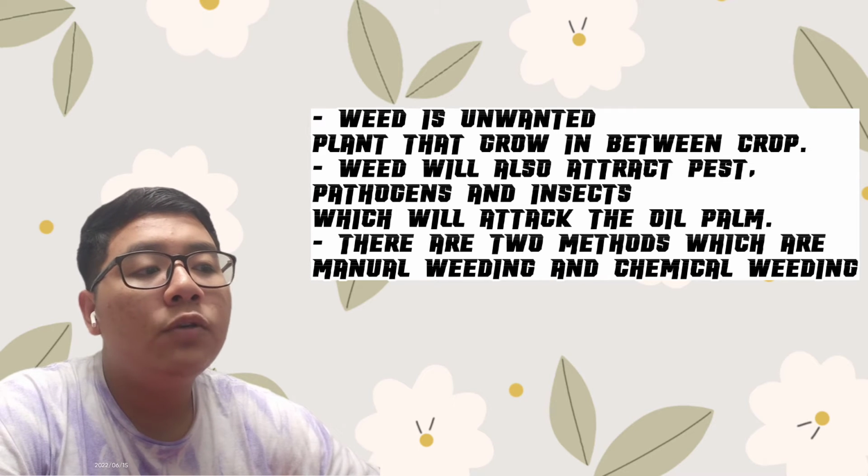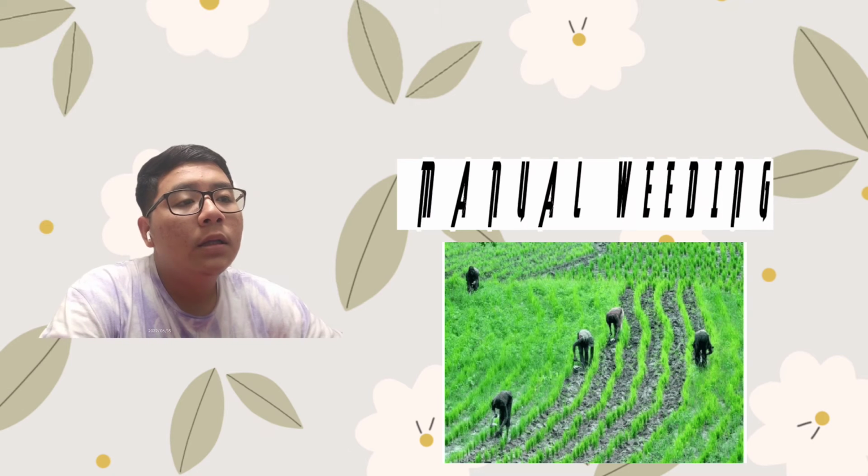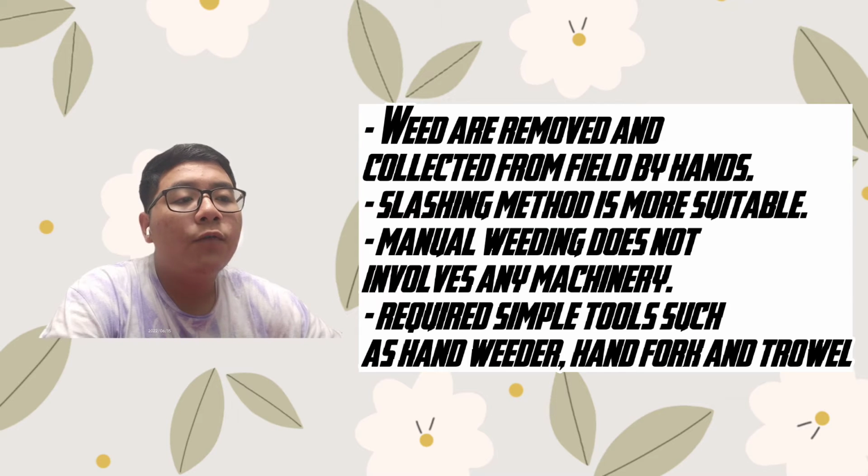There are two commonly used methods of weeding, which are manual weeding and chemical weeding. Ways to carry out manual weeding: weeds are removed and collected from the field by hand. It also involves slashing, scraping and uprooting. The slashing method is more suitable to be practiced at wide and non-dense areas full of actively growing grasses and weeds. Manual weeding does not involve any sophisticated machinery or equipment. It requires our hands and simple tools such as weeder, hand fork, shovel, chisel and machete.